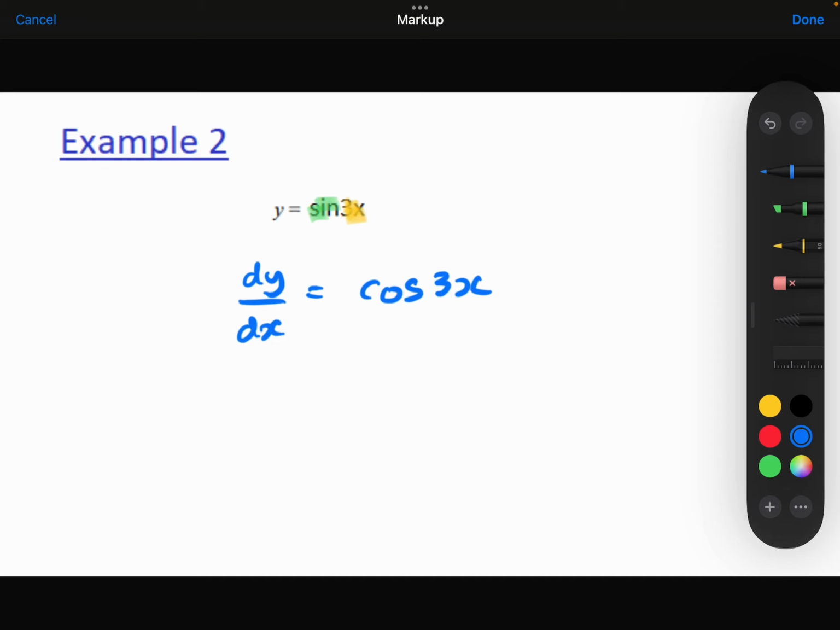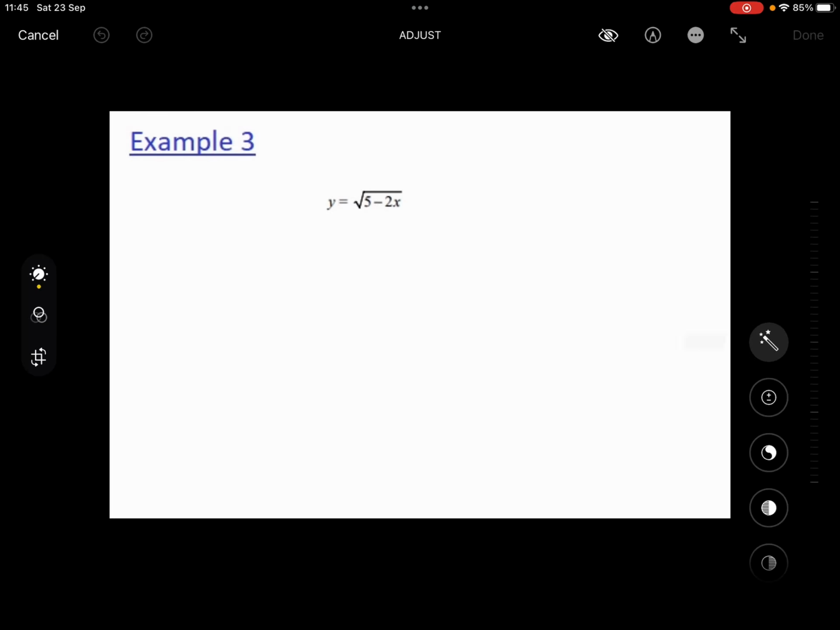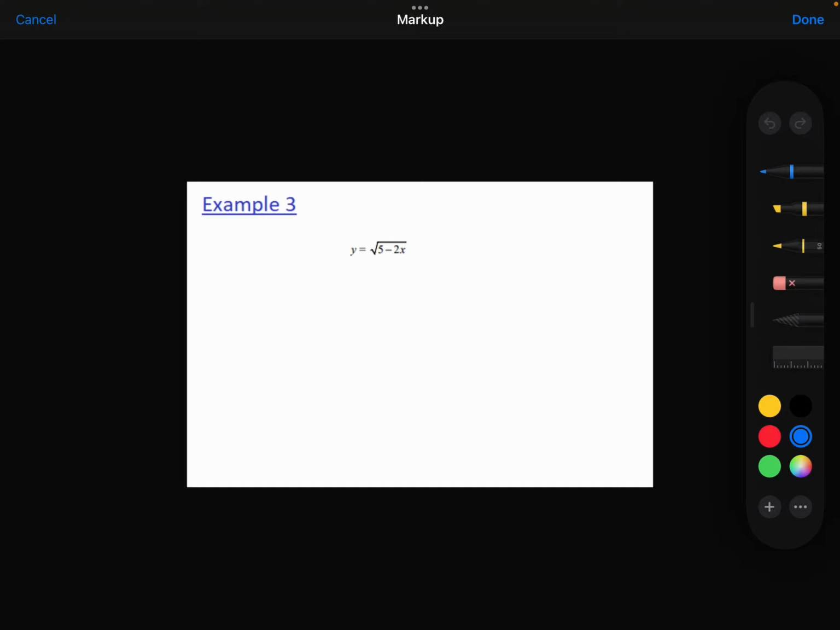The derivative of the 3x is 3. So this was me differentiating the sine, this was me differentiating the 3x, and simplifying that, we get 3 cos 3x, and we're done. Next example.